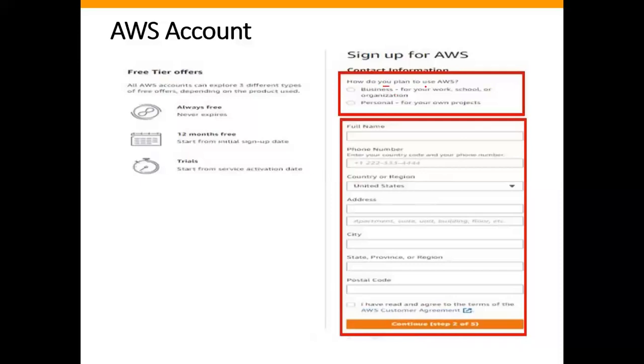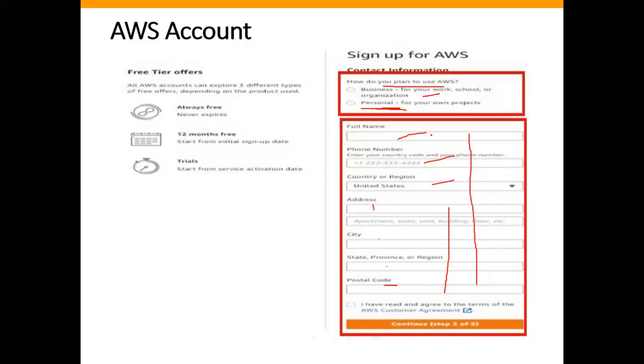here it is asking you to select a plan. We have 2 plans here. One is business, the other one is personal. We are not doing any business here. This is just for learning purposes, so you always need to select the personal option. And here you need to provide your personal details: your full name, your mobile number, your country, and your address. Address, city, state, postal code. Postal code means PIN code.